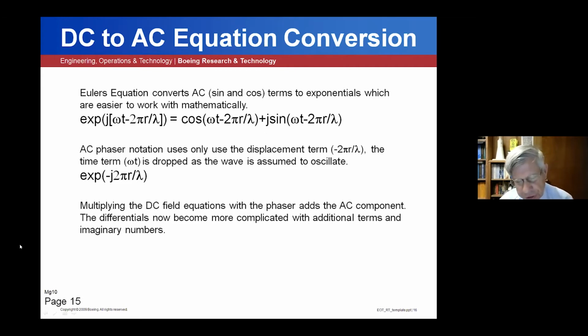Now, the second modification is to convert over to what's called AC phasor notation. So electromagnetic fields use a simplified term where they only use the displacement part, the 2 pi radius over the wavelength. The omega t term is dropped because all AC waves are assumed to oscillate, so that's kind of a superfluous part. And then the third part is you multiply the DC equations by the AC phasors, and that completes the process. However, when you start differentiating and integrating, it gets pretty messy to deal with the AC side.